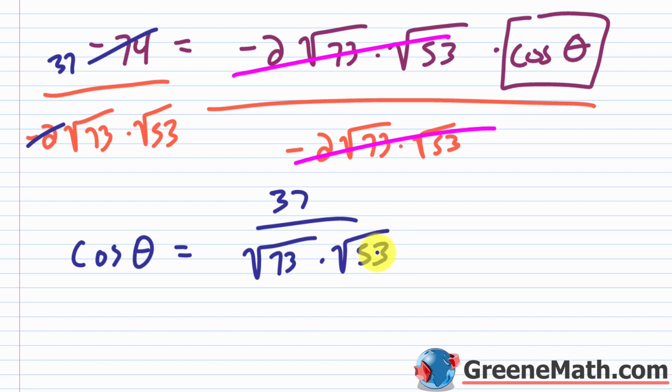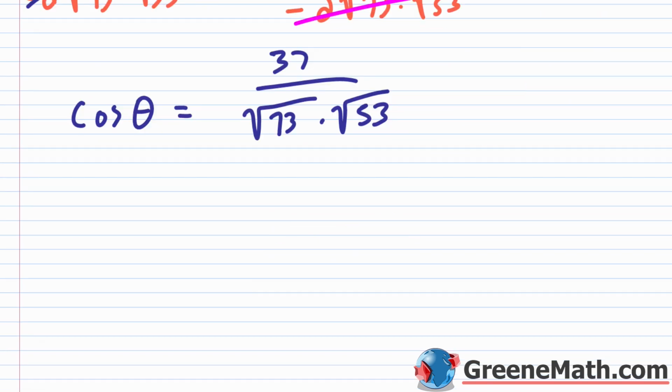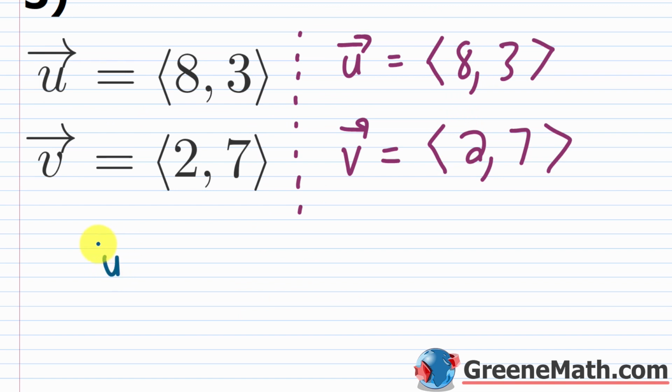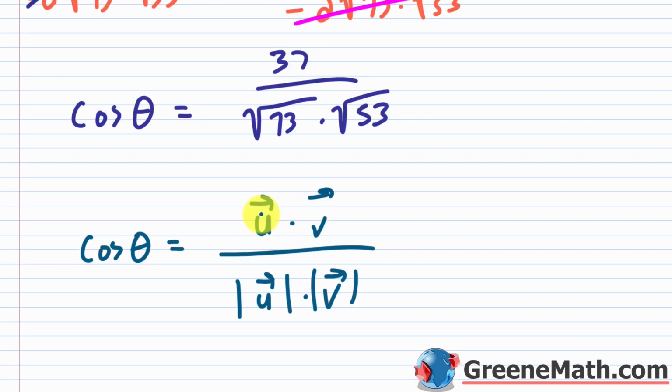Now let's stop for a moment. Before we calculate this, I want you to remember the formula that we had. The cosine of theta is equal to the dot product of the vectors u and v, and then over the magnitude of u times the magnitude of v. What's the dot product of these guys? So u dot v, what is that going to be equal to? Well, you have 8 times 2, that's 16, and then plus 3 times 7 is 21. 16 plus 21 is going to be 37. So coming back, notice that's what you have here, the dot product of u and v.